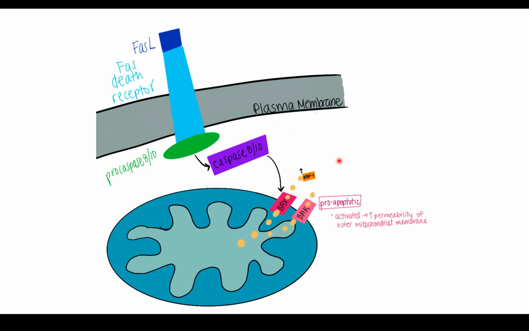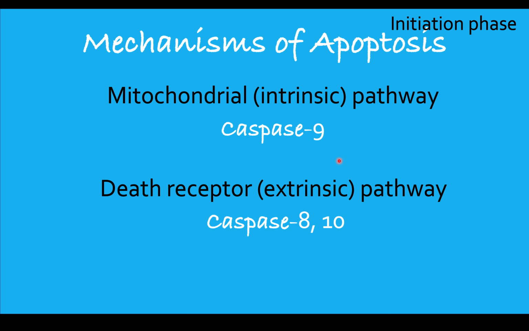So we're releasing cytochrome C. Cytochrome C is going to bind to APAF1 to form that apoptosome. And then the apoptosome is going to bind to caspase 9. And so now we're at the same part that we were at before. So these are just the two different pathways that we can initiate this apoptosis. So the main takeaways is that the intrinsic pathway is going to be through caspase 9, and the death receptor or the extrinsic pathway is going to be through the use of caspase 8 and 10.